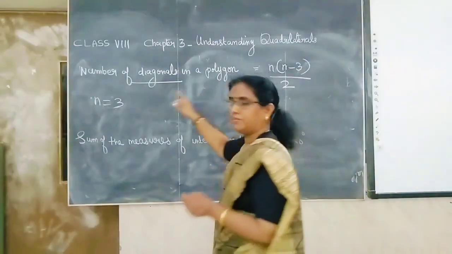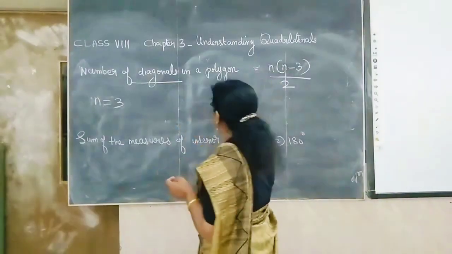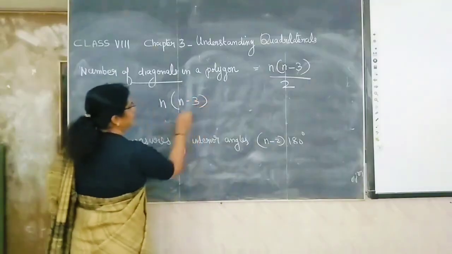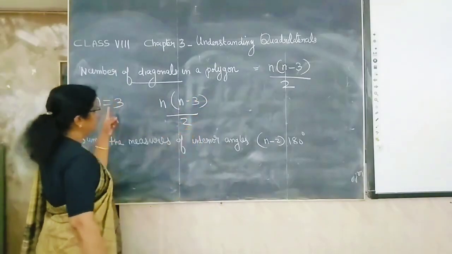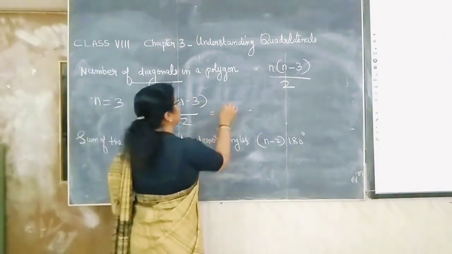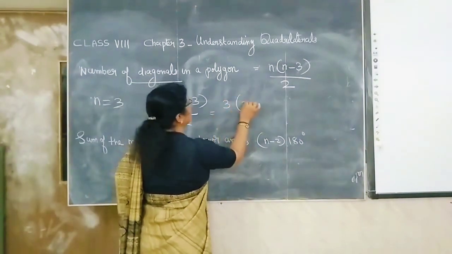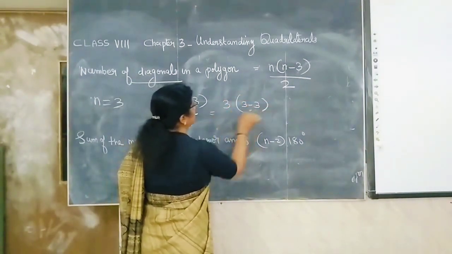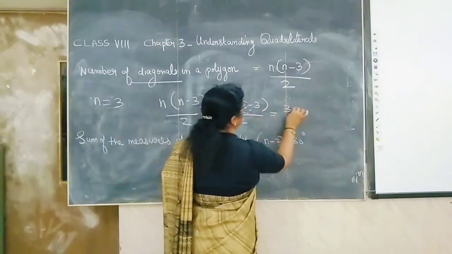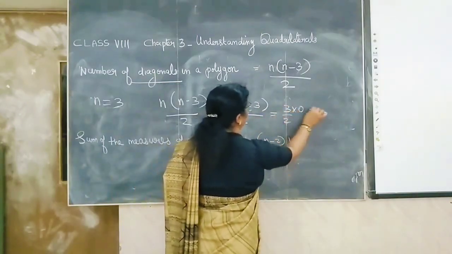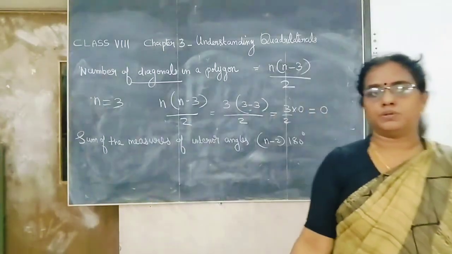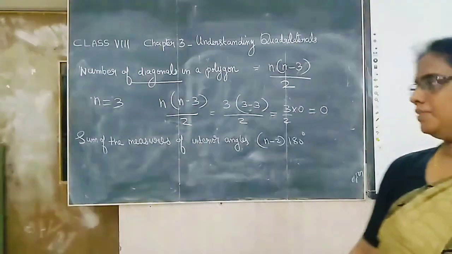That is, you can substitute the value. That is, here equation is n into n minus 3 divided by 2. And here number of sides is 3. Therefore, this becomes 3 into 3 minus 3 divided by 2. That is 3 into 0, divided by 2, that is equal to 0. That is, for a triangle, we cannot draw any diagonal.